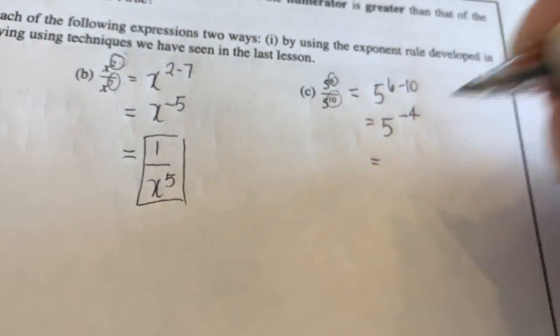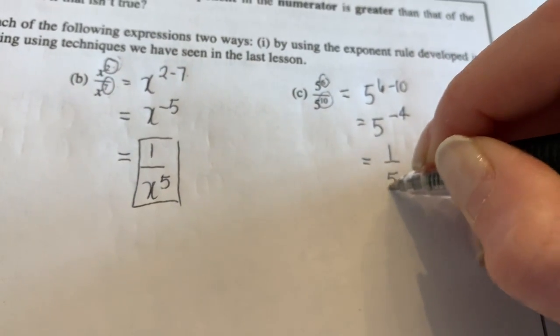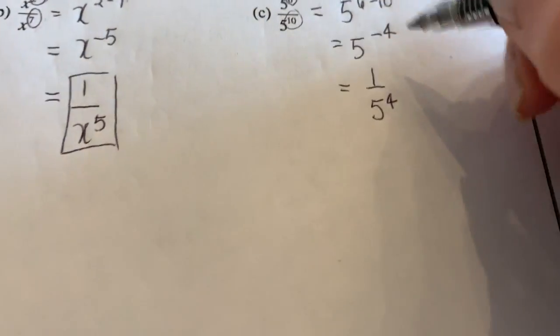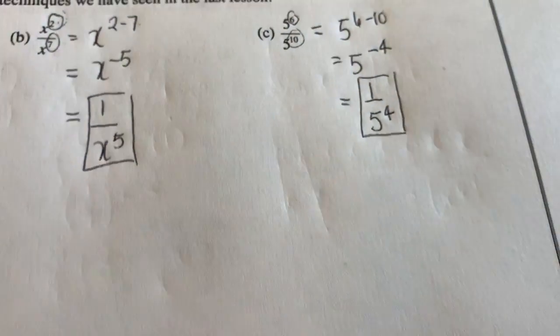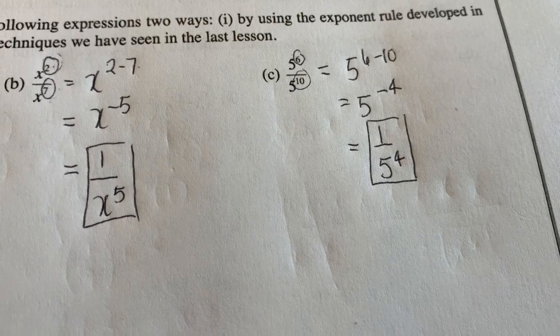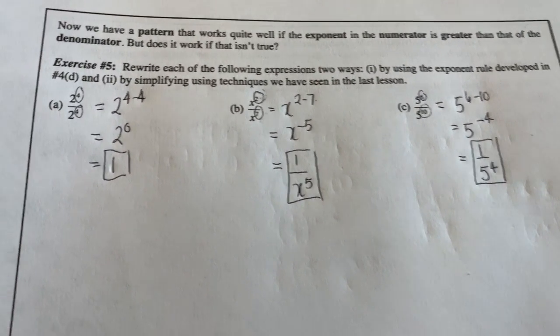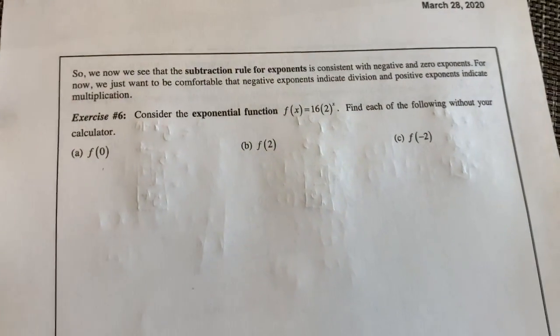And I'm going to make that positive by banishing it down in the denominator. So that's 1 over 5 to the 4th power. Okay? And that's really how you make a negative exponent positive. It's really not terrible. Okay, we just have one more to do.